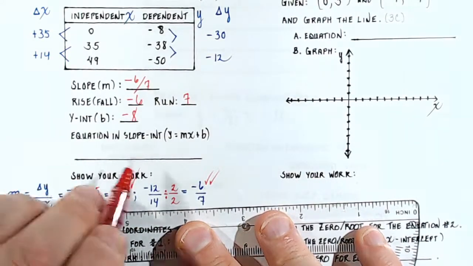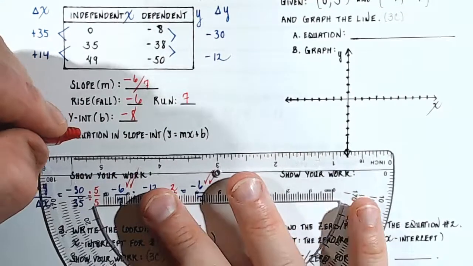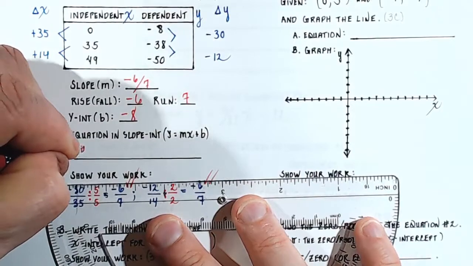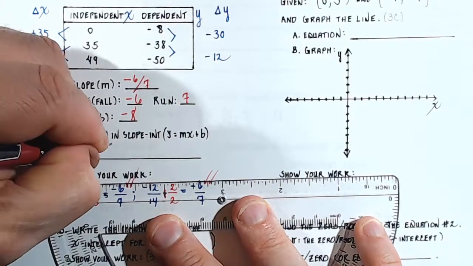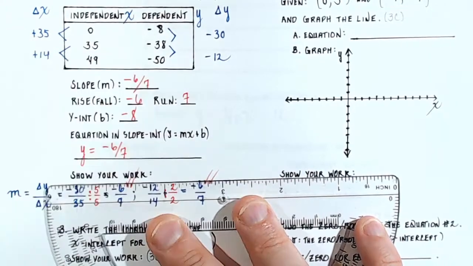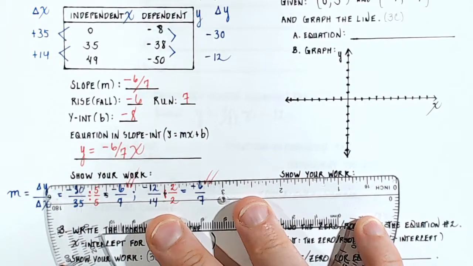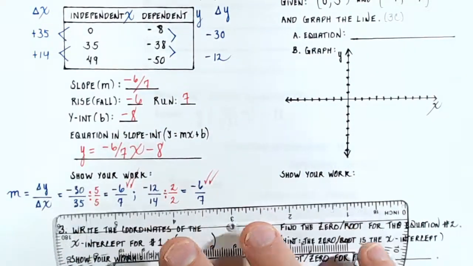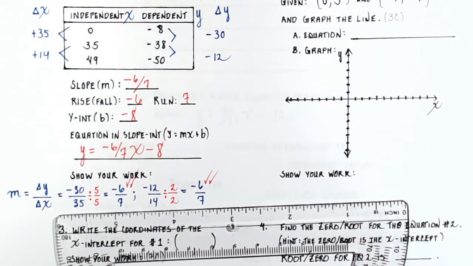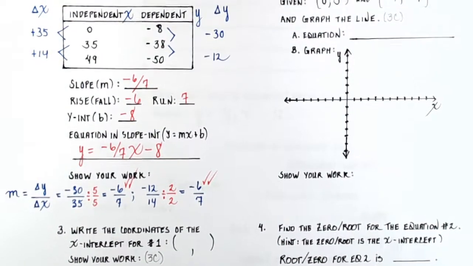Okay, so the equation in slope-intercept form, y equals mx plus b, well, that'll just be y equals negative 6 over 7 x. And instead of plus b, we'll do minus 8. We don't write plus minus 8. We just write minus 8. So that's the equation.